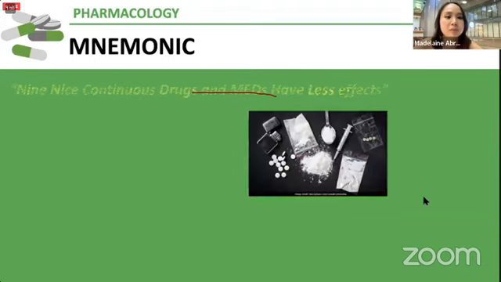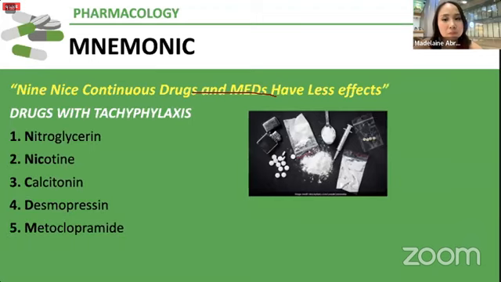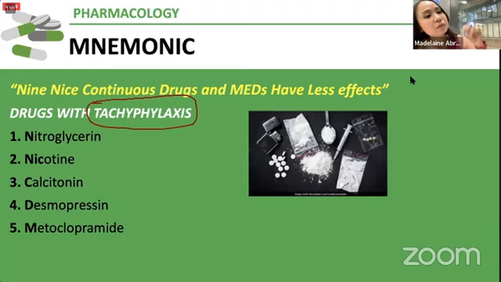Remember this mnemonic. Another mnemonic. So, this one, nice. 9 nice, continuous drugs and meds have less effects. This one is a bit hard to remember, but if you're desperate, like I was when studying for the boards, use it anyway. So, less effect because of tachyphylaxis. If you remember, what is tachyphylaxis? Tachyphylaxis, with continuous exposure, continuous use of the drug, the effect decreases in the short term.